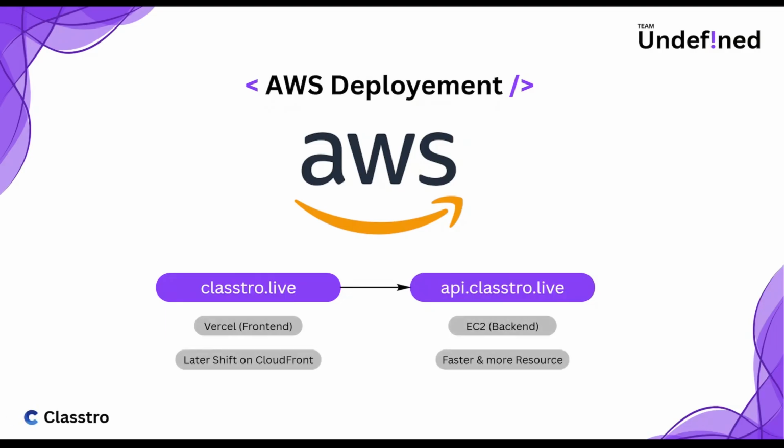The third most important thing is our deployment. For the deployment, we have used a cloud-based architecture to make the application more accessible and scalable. The front end is connected with the backend using APIs.